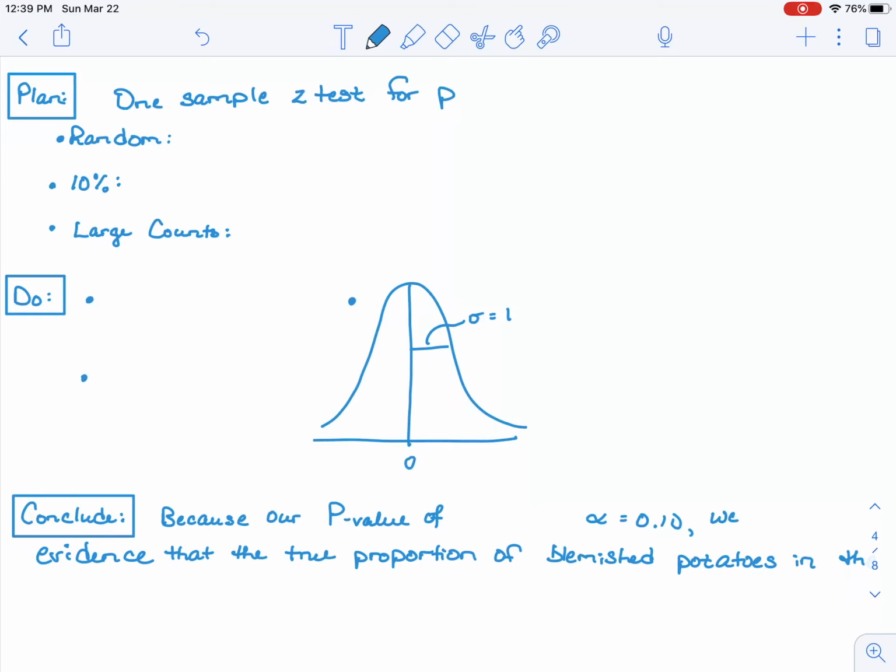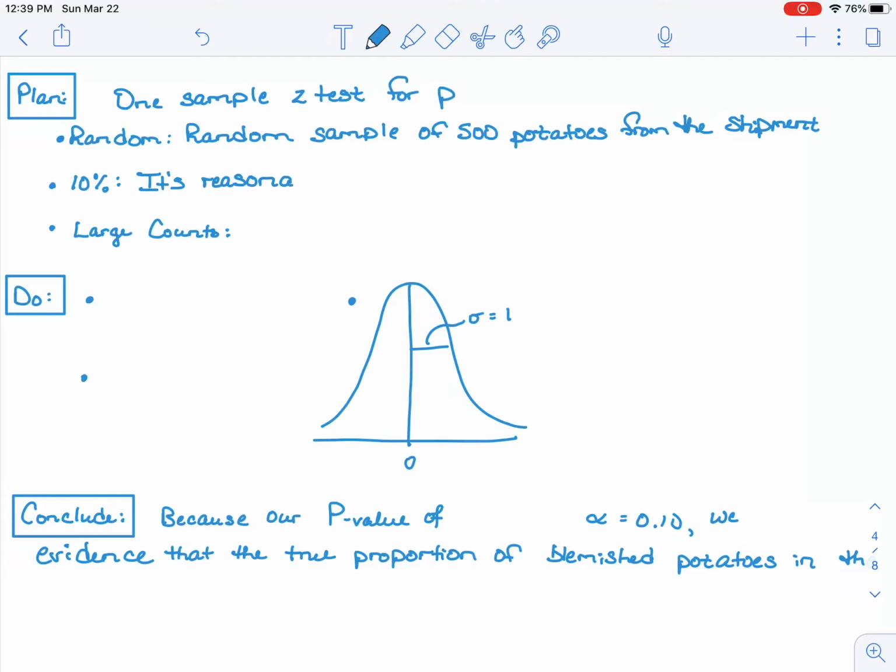The 3 conditions: random, 10%, and large counts. Surprise, surprise, this problem wasn't made up by me, so they remembered to put that it was actually random. There was a random sample of 500 potatoes from the shipment that were selected for examination. The 10% condition: we don't know how many potatoes are in the shipment, but it's not unreasonable to think that 500 is less than 10% of them. I don't know a whole lot about potato producing and selling, but I think this is reasonable for this problem.